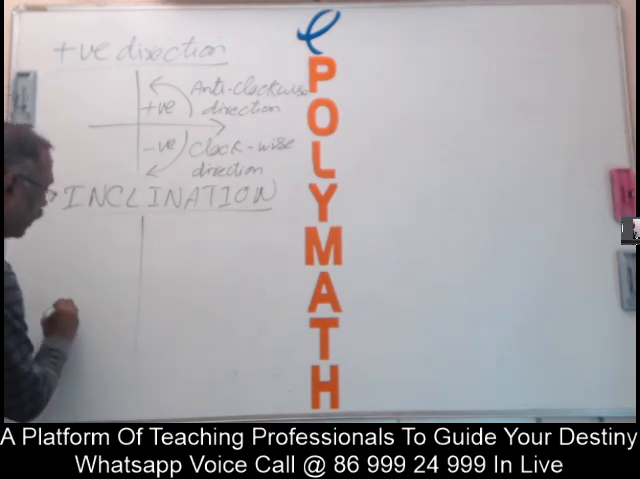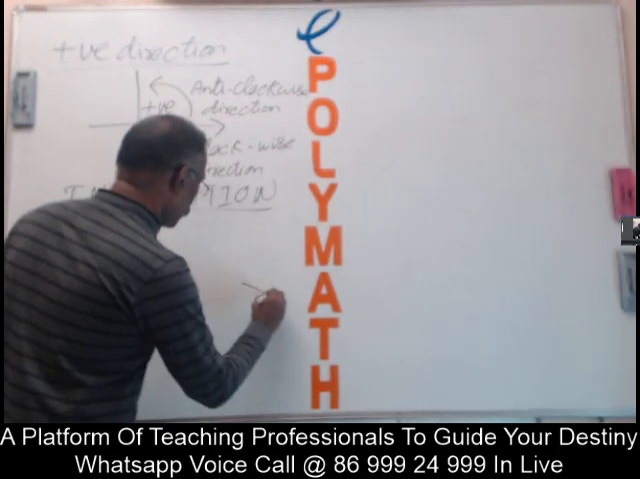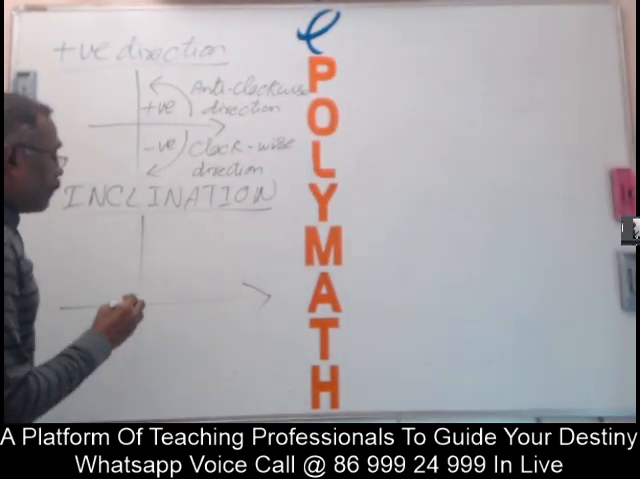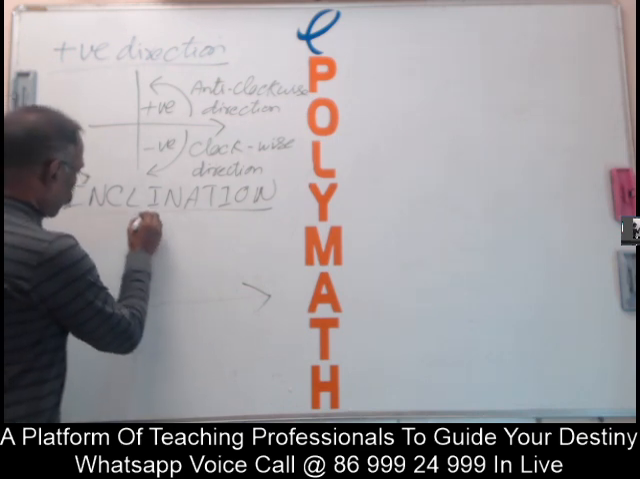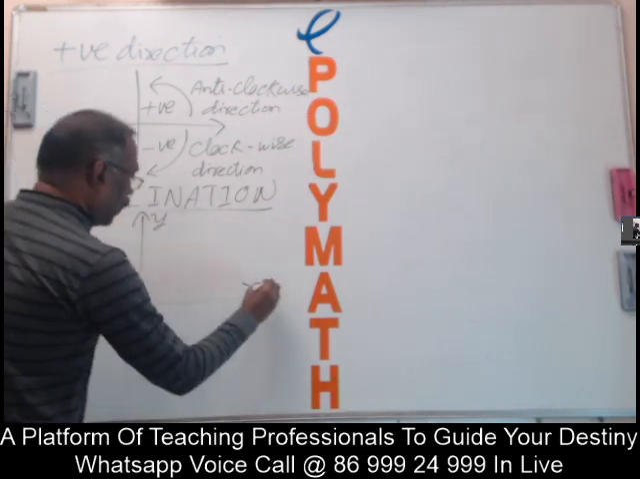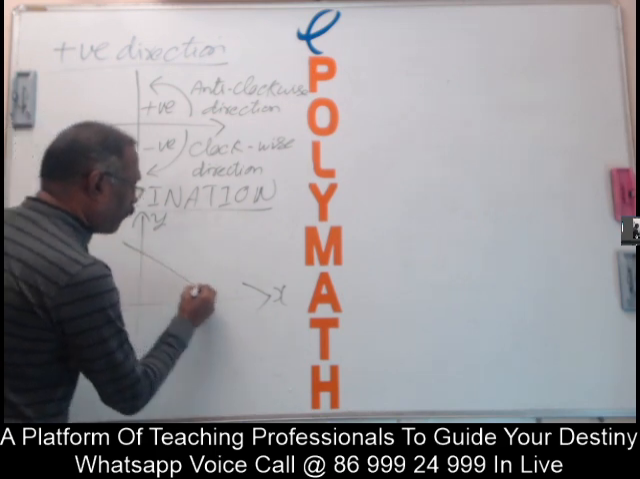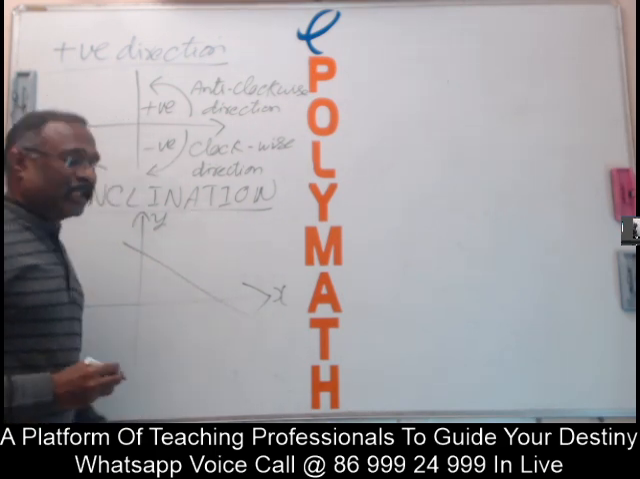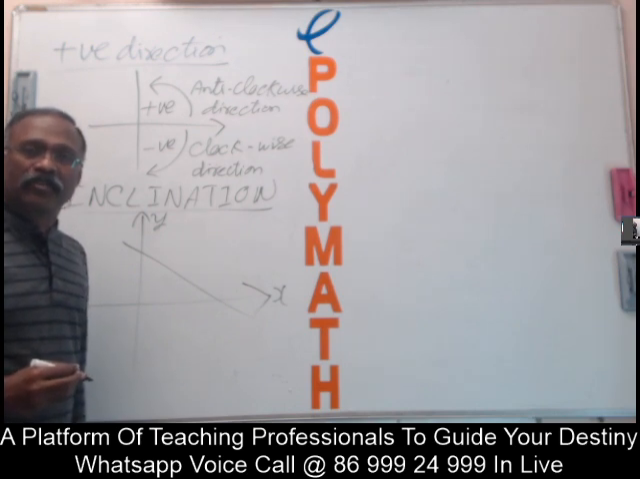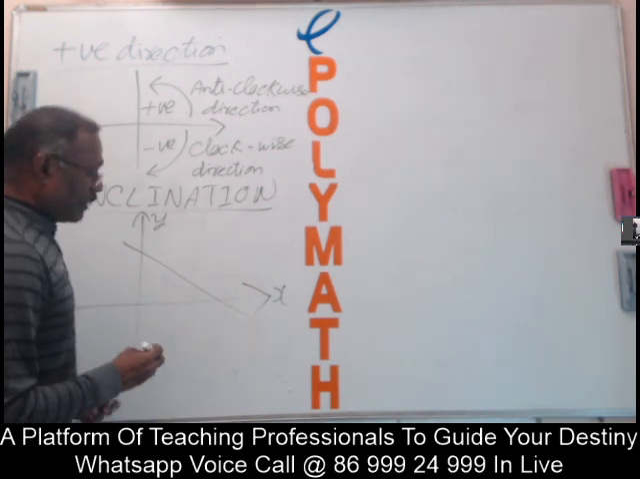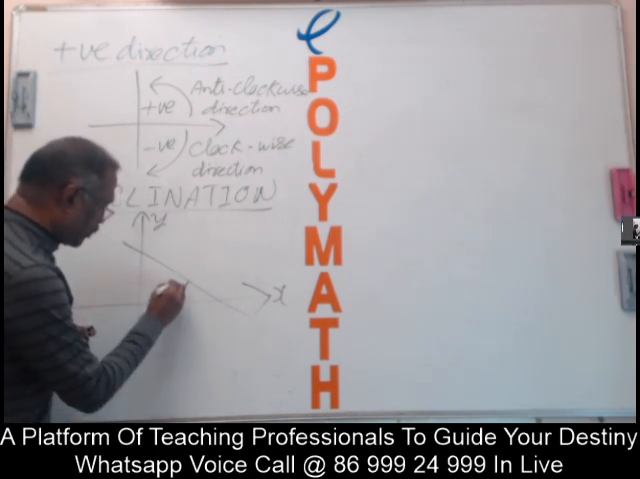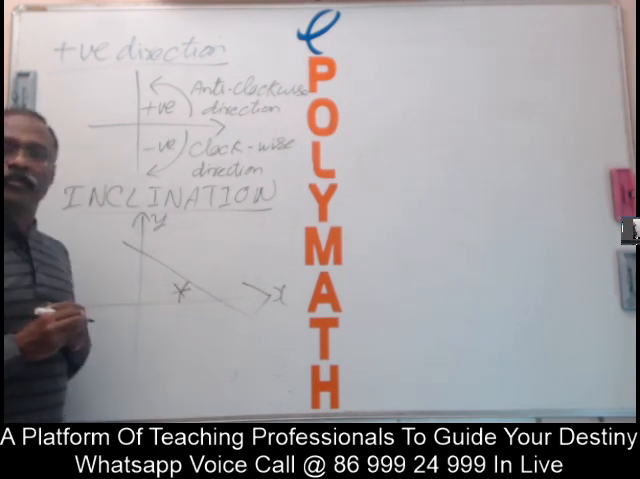Okay, so inclination. What is the inclination? Inclination is the angle made by a line with x-axis in the positive direction. Always see this. How to count the angle here? This is not the inclination.